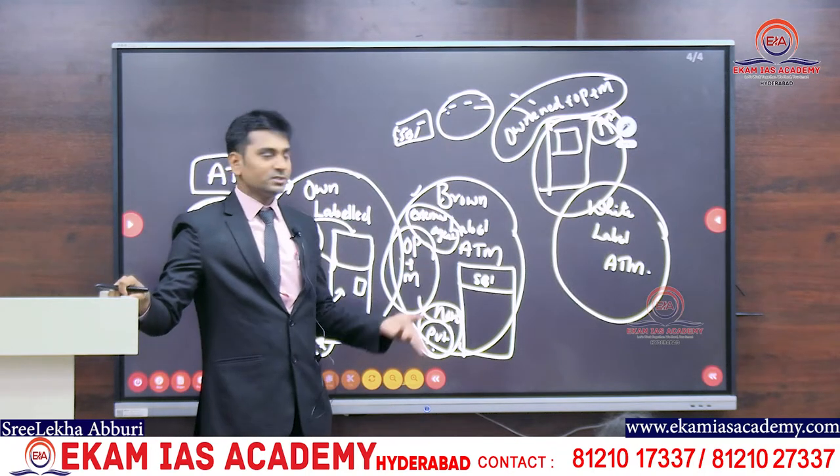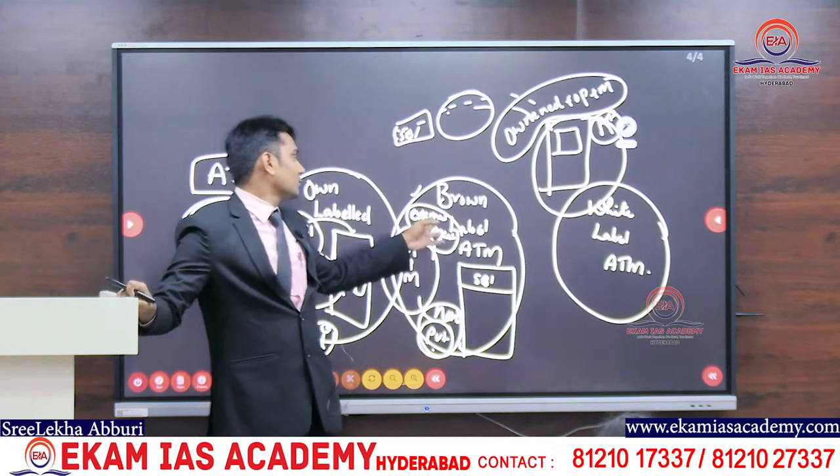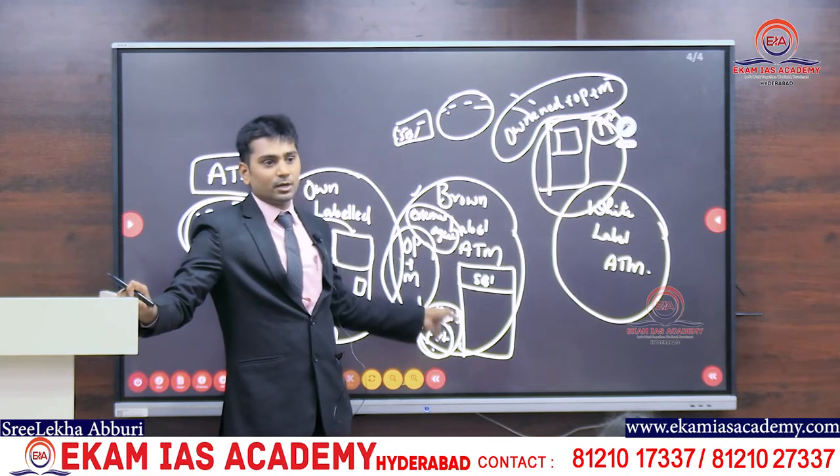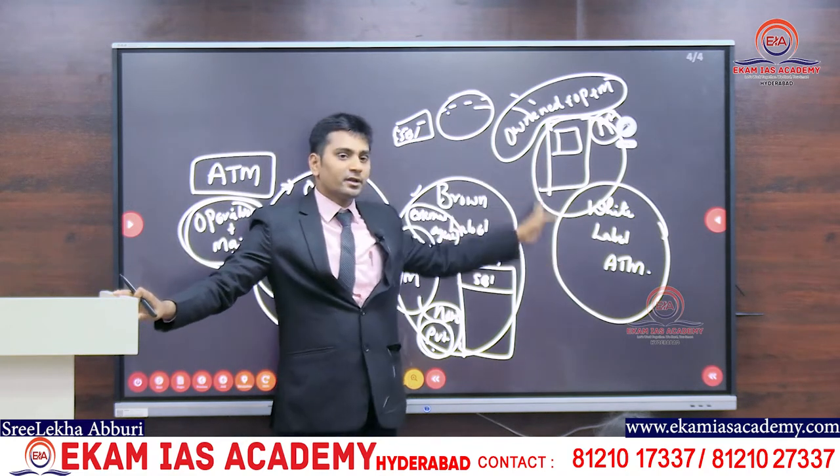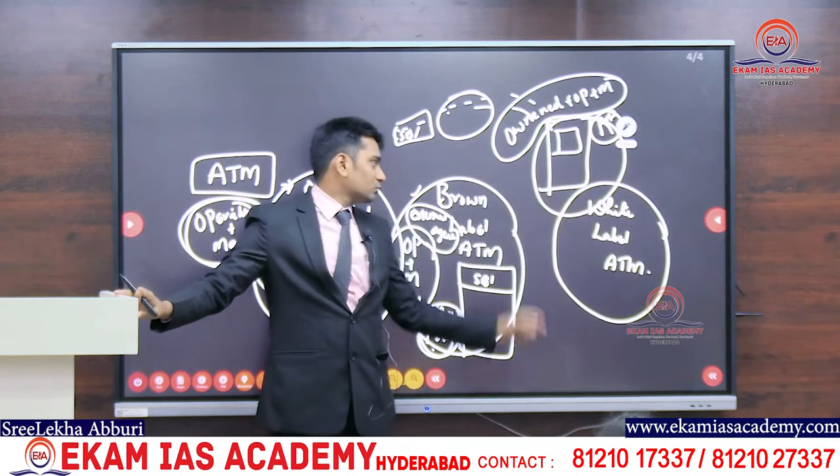Bank authorities find it difficult to do this work, so they add external agents. Right, so external agents do this, and white labeled ATMs are entirely run for their profits. Right, so that is a limit.